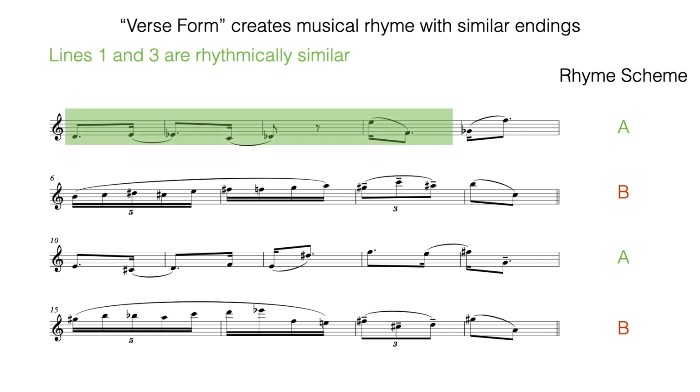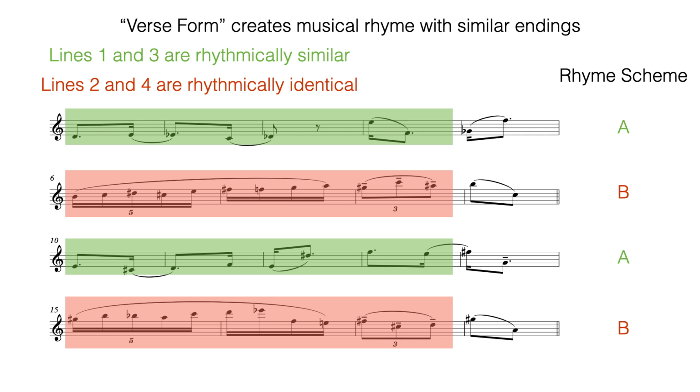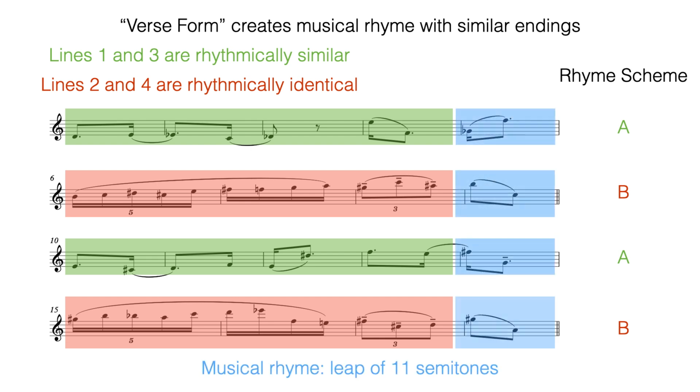Rhythmically, lines 1 and 3 are similar, while lines 2 and 4 are identical. The cadential conclusion to all 4 lines is a leap of 11 semitones. That's the musical rhyme. First line in low register ends with a leap of 11 semitones.